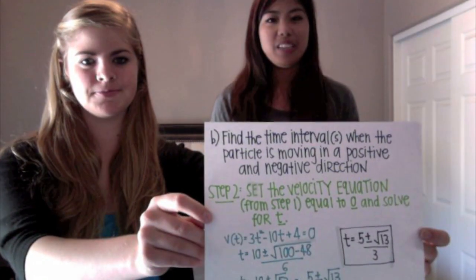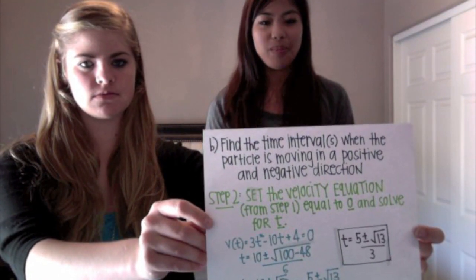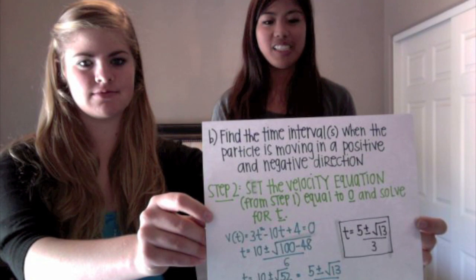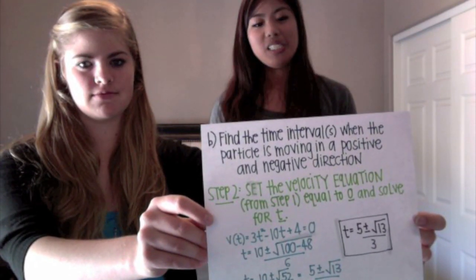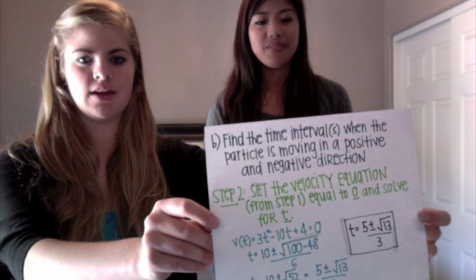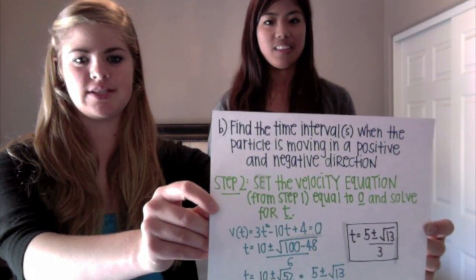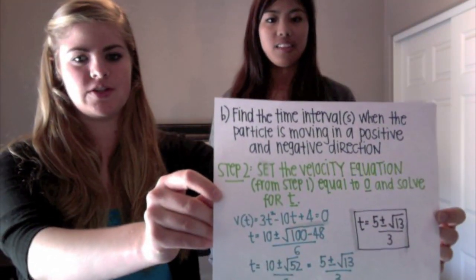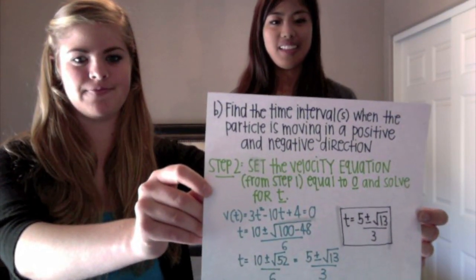For part B, we need to find the time interval when the particle is moving in a positive and negative direction. In order to do this, you have to set the velocity equation from step 1 equal to 0 and solve for t. So to solve for t, set the velocity equation equal to 0 and then use the quadratic formula to find your t, which comes out to be (5 plus or minus square root of 13) over 3.